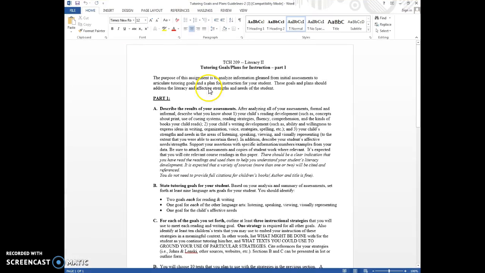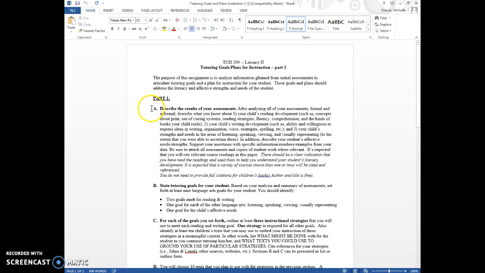We're only going to be looking at part 1 at the moment. Part 2 is a later video which describes the actual implementation of a lesson where you will be observed. But part 1 is the paper that you will be creating that plans for your semester and your tutoring for the semester with your 2T. Part 1 of the paper is described as such.